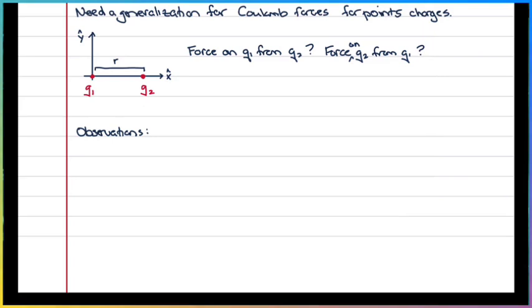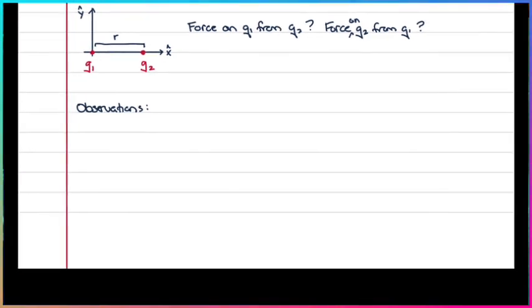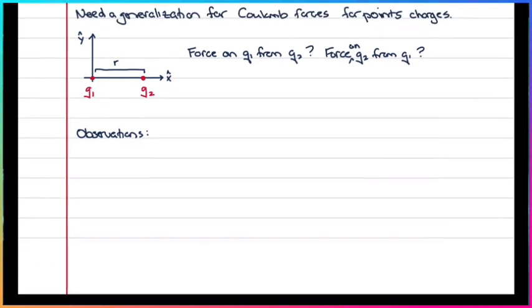And we want to be able to do this generically, so of course this is going to end up using the language of vectors. So, what do we notice? Well, let's use some test cases. Let's dream up some test cases. So let's imagine that both Q1 and Q2 are positive. Then what would be the force on Q1 from Q2? I'm going to focus on this for right now. On Q1 from Q2.